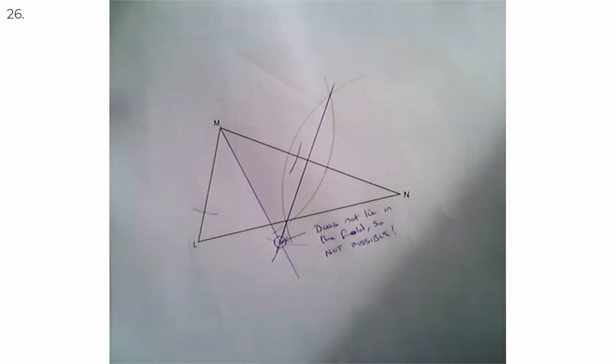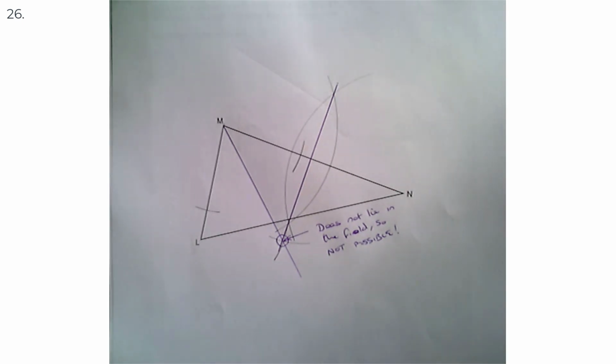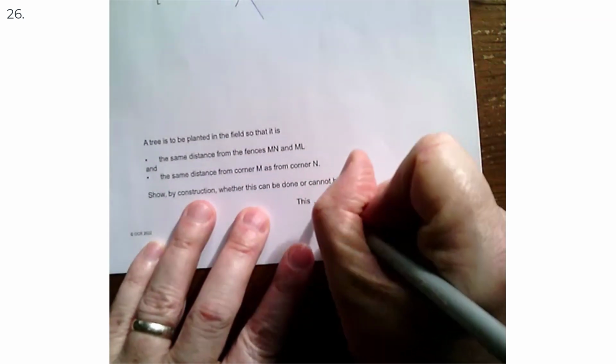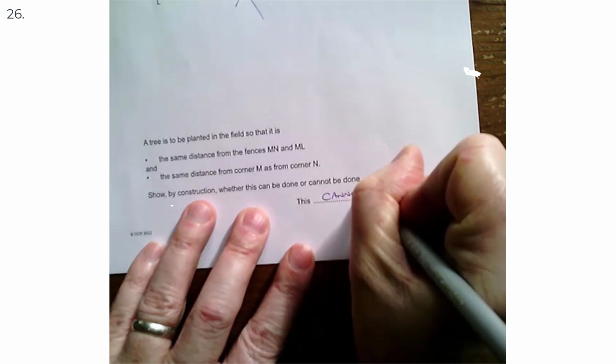Okay, so just at the bottom there in that space I need to write down this cannot be done. So it can't be done, can it? So I'm just going to write down in there this cannot be done.